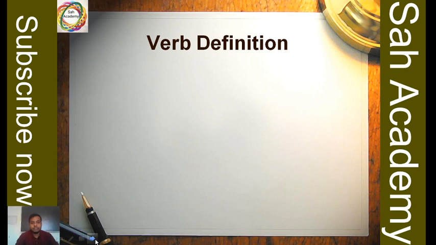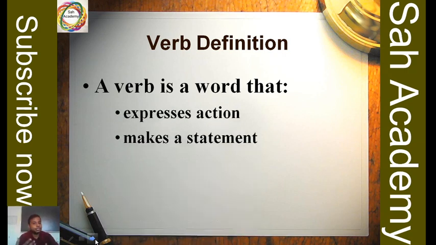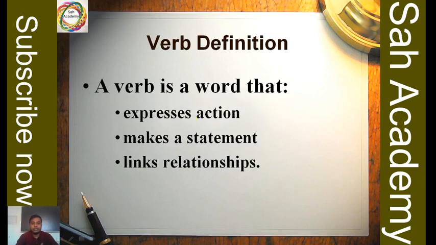So first, let's talk about the definition of a verb. Okay, what do you think? A verb is a word that expresses action, makes a statement, links relationships. Okay, that is clear. A verb is a word that expresses an action and makes a statement and links relationship. Okay, clear.